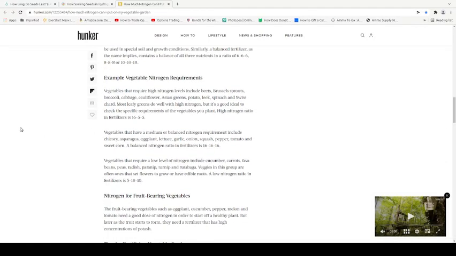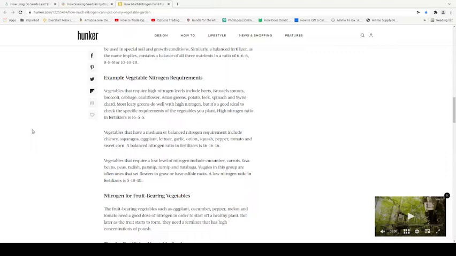Now, here are some examples of vegetable nitrogen requirements. Vegetables that require high nitrogen levels include beets, Brussels sprouts, broccoli, cabbage, cauliflower, Asian greens, potatoes, leek, spinach, and Swiss chard. Most leafy greens do well with high nitrogen, but it is a good idea to check the specific requirement of the vegetables you plant. A high nitrogen ratio fertilizer would be a 16-5-5. So 16 nitrogen, 5 phosphate, 5 potassium.